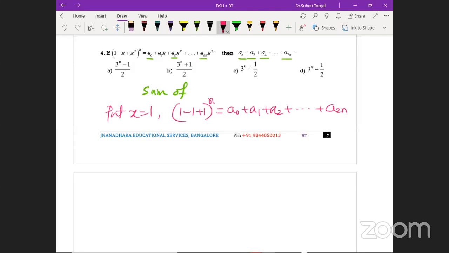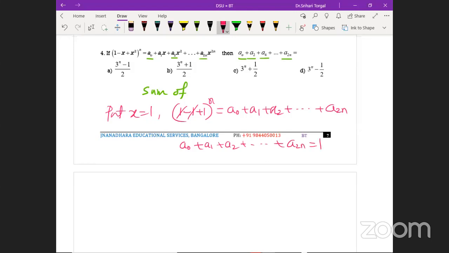Okay. Now minus 1 plus 1 get cancelled. It is 1 power n now. So what is the remaining term? What we got here is A0 plus A1 plus A2 plus etc. up to A2n as 1.